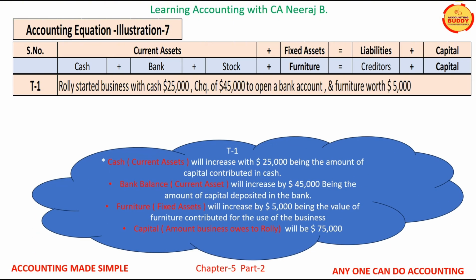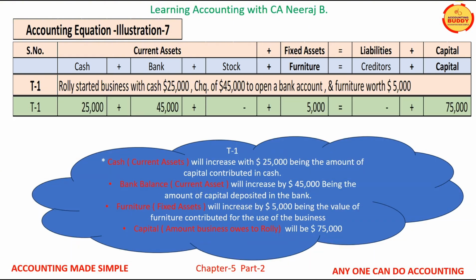Now if we analyze this transaction, the four accounts which are affected by this transaction are: first the cash, second the bank, third the furniture, and the fourth one is capital. Cash, bank and furniture, which are the assets, will affect the asset side of the accounting equation, while the capital will affect the right hand side of the accounting equation. On the asset side, cash will increase by $25,000, bank balance by $45,000, and furniture by $5,000.